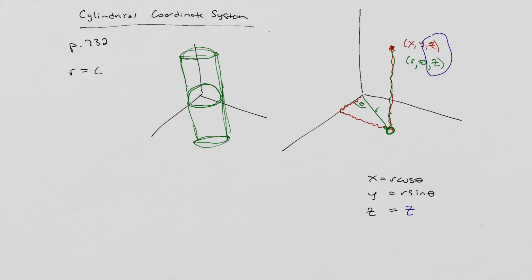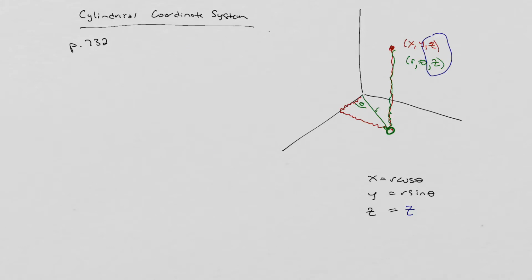So if I gave you the equation r equals 4, then that's going to be one of these cylinders where the radius has length 4. So that's one picture that we can mess around with. Here's another. Maybe I'll give you the equation z equals r.